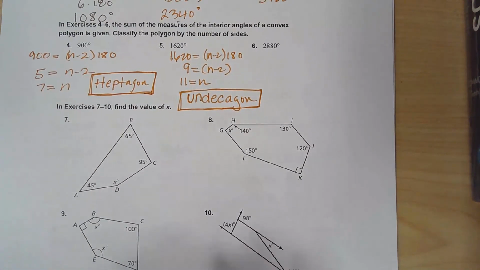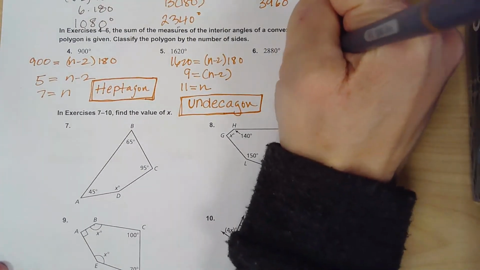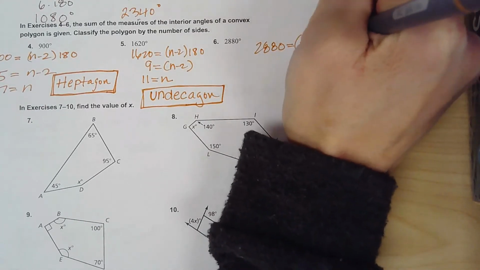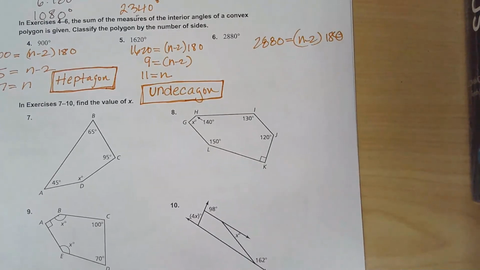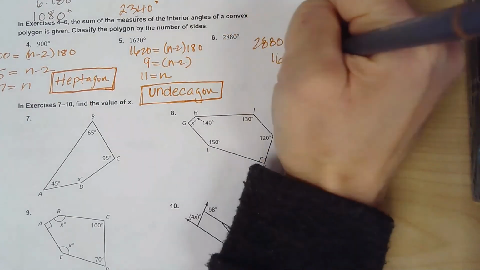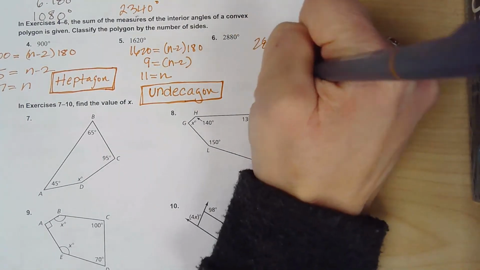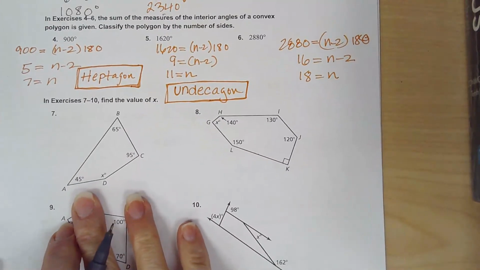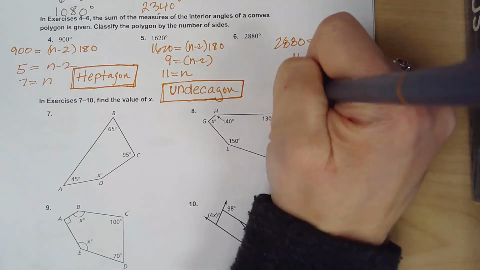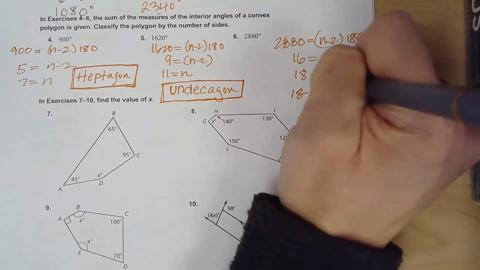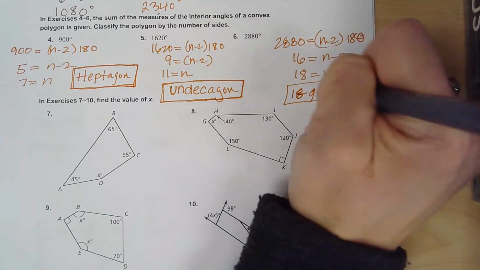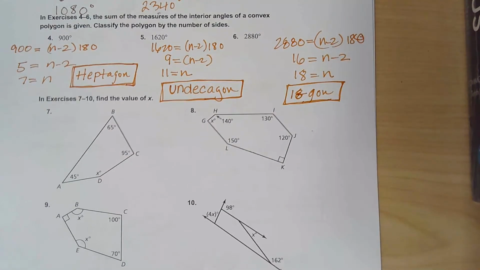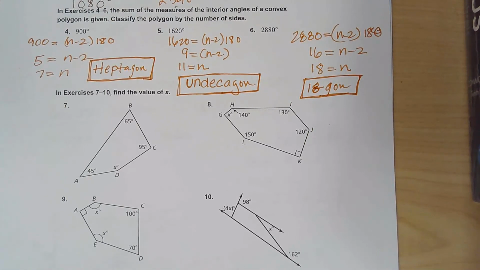All right, so this one, 2,880 equals n minus 2 times 180. Divide both sides by 180, I get 16. Add 2, I get an 18-sided figure. Once we get higher than 12, I just start naming them like this, called an 18-gon. It's not very creative, but it's a lot easier than trying to memorize all these weird names. So I would just call that an 18-gon.